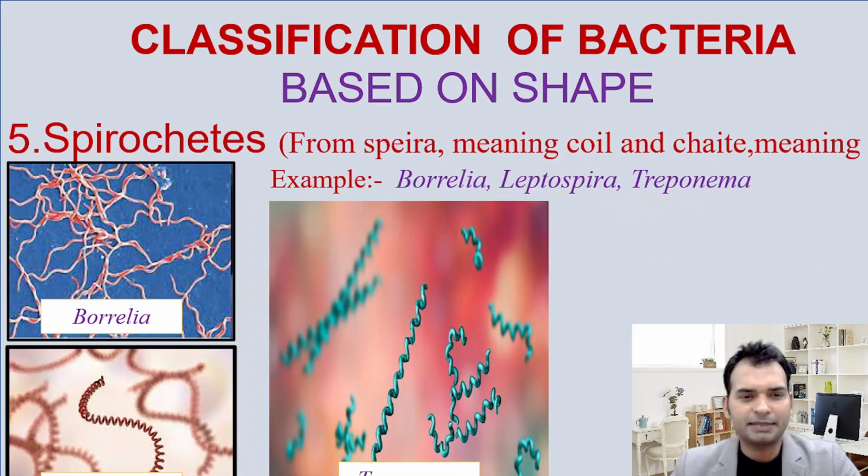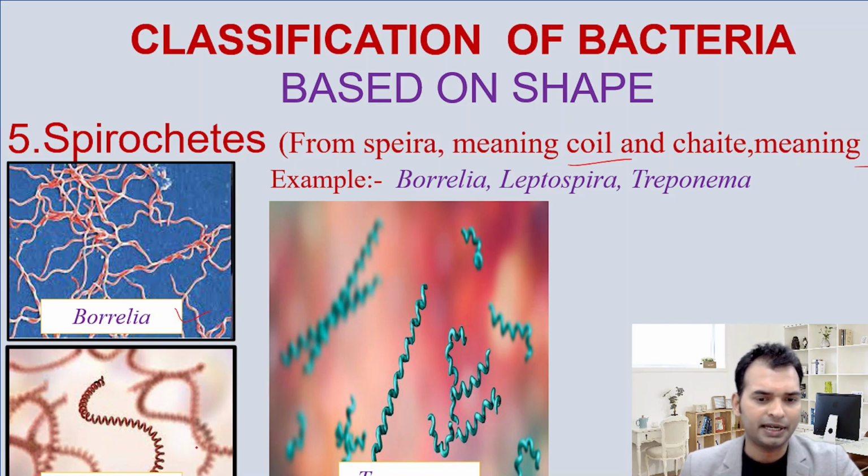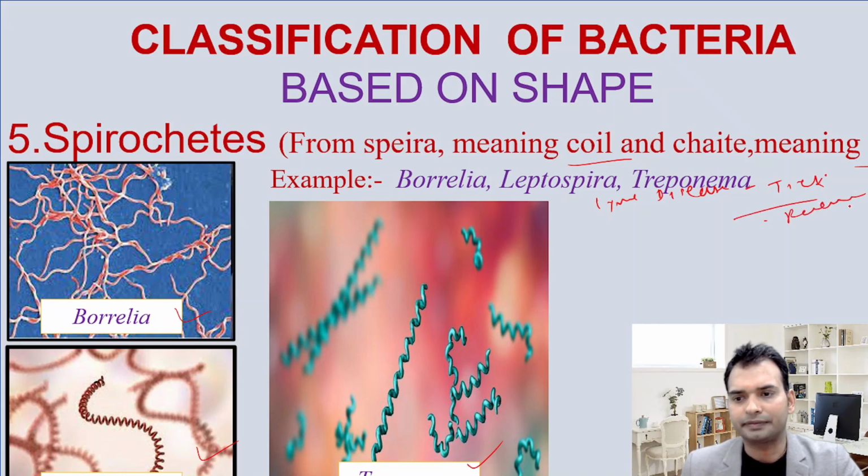The fifth is Spirochetes, and Spirochetes means what? Coil-like, very hair-like structure. Here I have taken three examples: Borrelia, Leptospira, and Treponema. When we discuss Borrelia, it is not classified as gram-negative or gram-positive, and it produces Lyme disease. The vector is the tick, and the symptom is rashes.